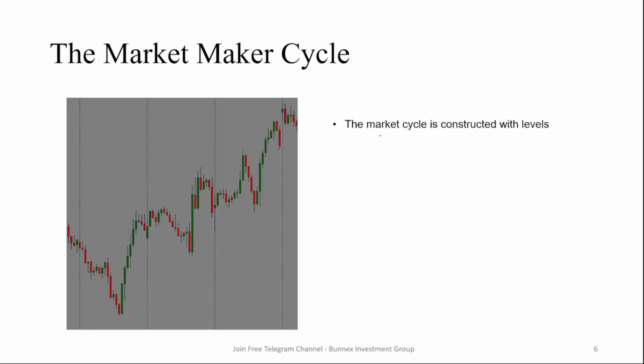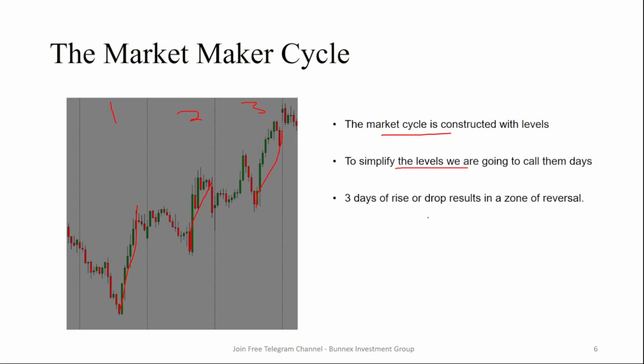All right, so basically we are saying the market cycle is structured with levels. In this particular case, you can see this is the H1 time frame, mind you, and we have day 1, day 2, and day 3. To simplify the levels, we are going to call them days. So we had a day of rise, another day of rise, then another day of rise, like that. So 3 days of rise or drop results in a zone of reversal. This is a zone of market reversal, and this is the first step of the strategy.